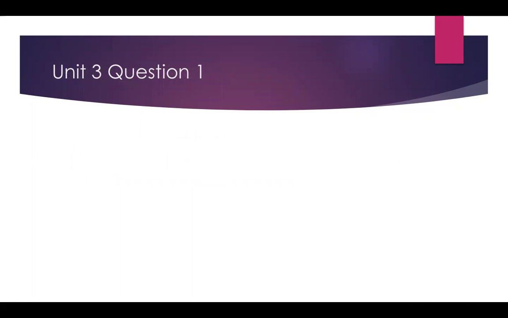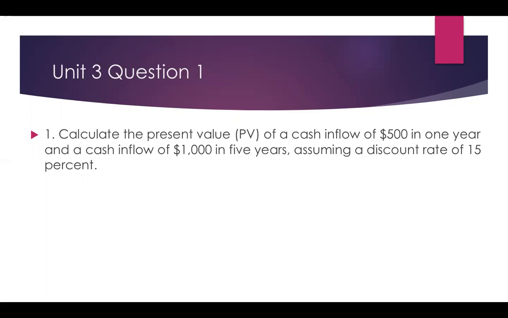All right, so first things first, we're going to start with Unit 3, and this is question 1 from your Unit 3 assignments. Calculate the present value of cash inflow of 500 in 1 year and cash inflow of 1,000 in 5 years, assuming a discount rate of 15%.